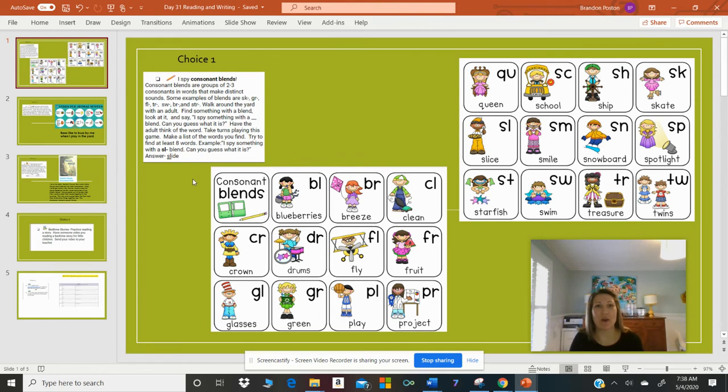I am going to go over day 31 of your choice board activities. I am going to go over your reading and writing choices right now. So let's get started. Choice number 1, I spy consonant blends.